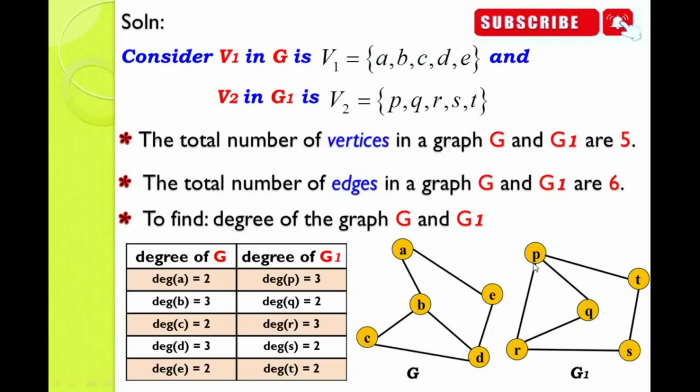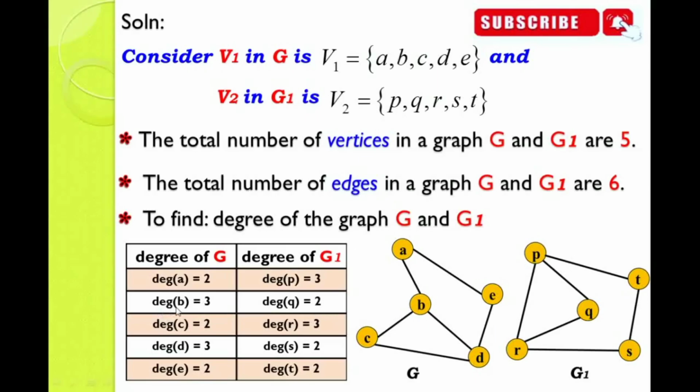What is the degree of P? Vertex P has 3 edges. Therefore, the degree of P is 3. What is the degree of Q? Vertex Q has 2 edges. Therefore, the degree of Q equals 2. Similarly, we write the degree of R is 3. Degree of S is 2. Degree of T is 2.